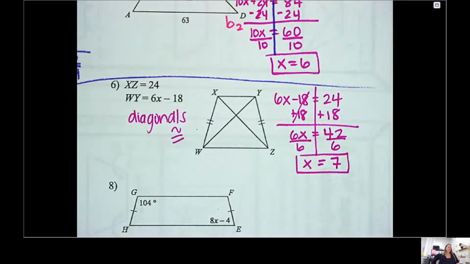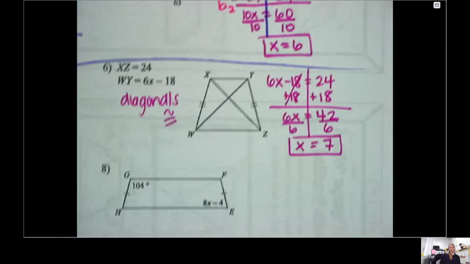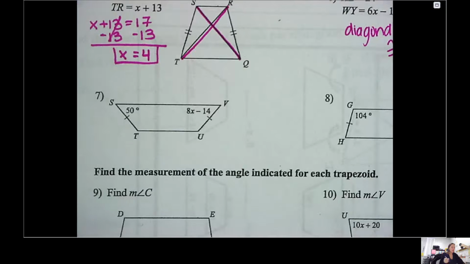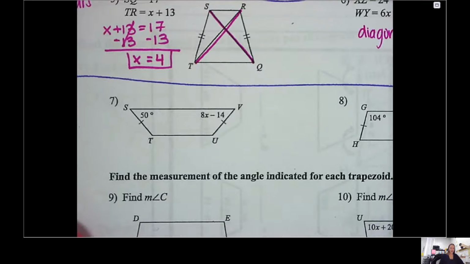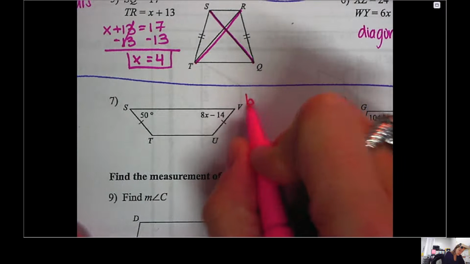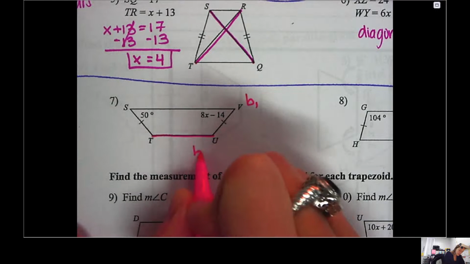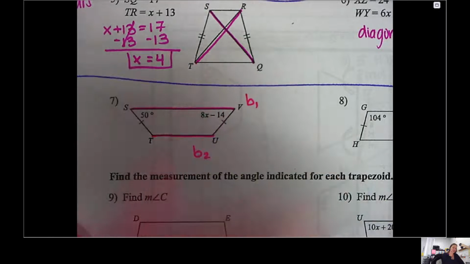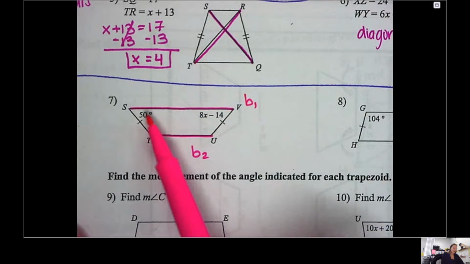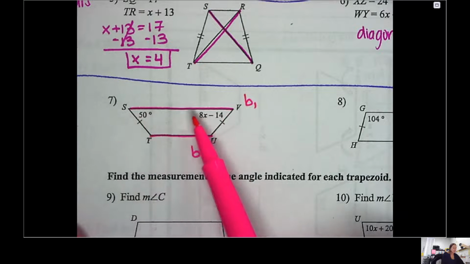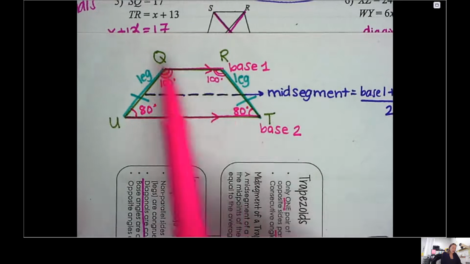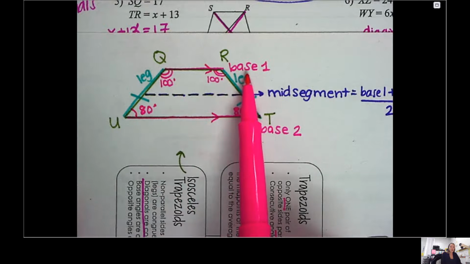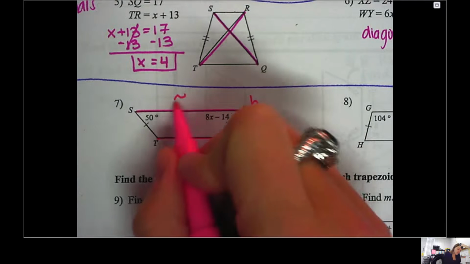There you go. So now we've done the mid-segments. We've done diagonals. Now we're going to look at angle measures. So in number 7, you will see you've got your bases at the top. So this one's B1. This one down below is B2. They are not the same. However, you've got two angles that are on the same base. So if I come back to my picture, two angles that are on the same base are congruent. So these are congruent angles.